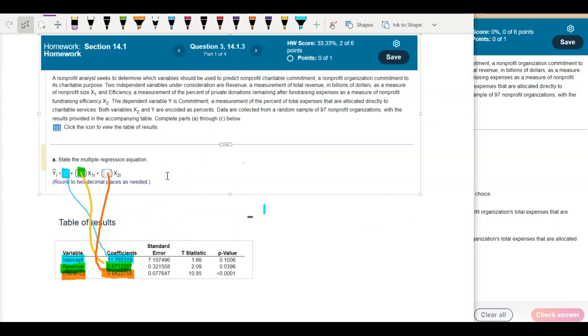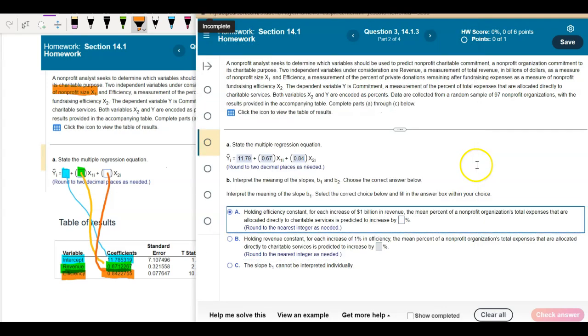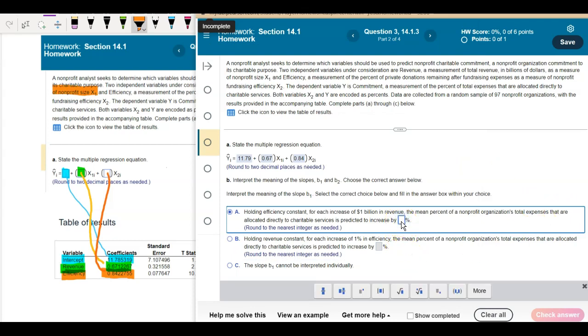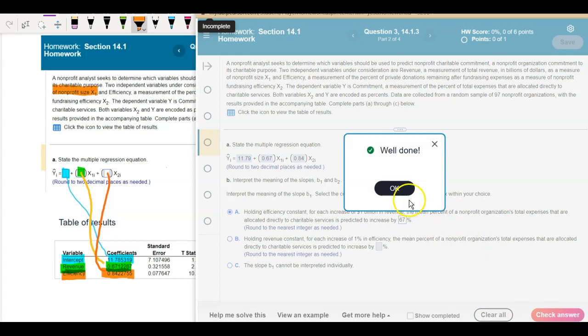We need to identify X1. So X1 is right here, in billions of dollars. So we know the right statement will be A, and they wanted it as a percentage, so be careful about this. We know it's 0.67. However, you want to express it as a percentage, so it has to be multiplied by 100, and that's going to be 67%. You want to round it to the nearest integer, so it should be fine there. Okay, let's check it. Good.